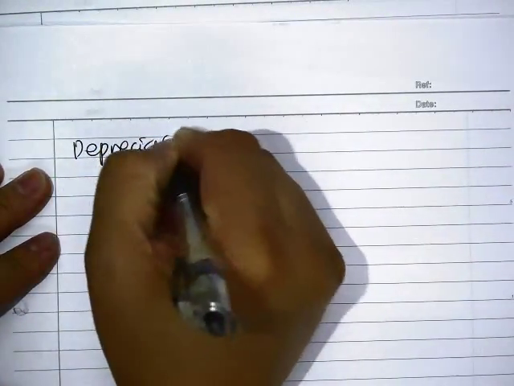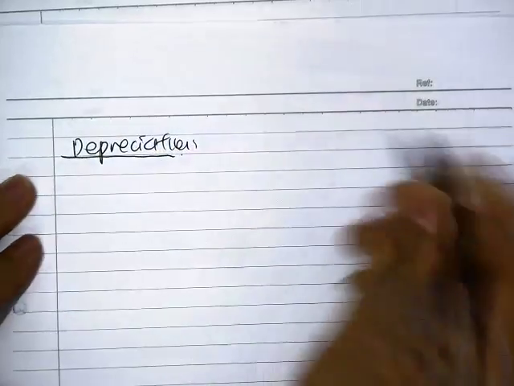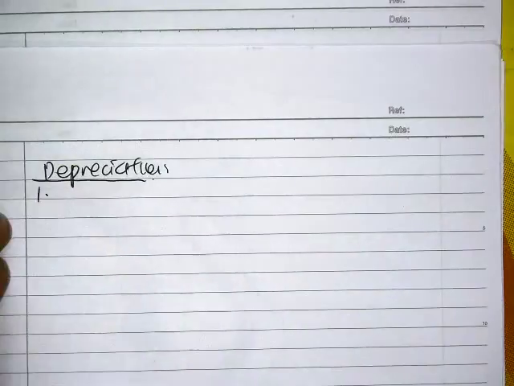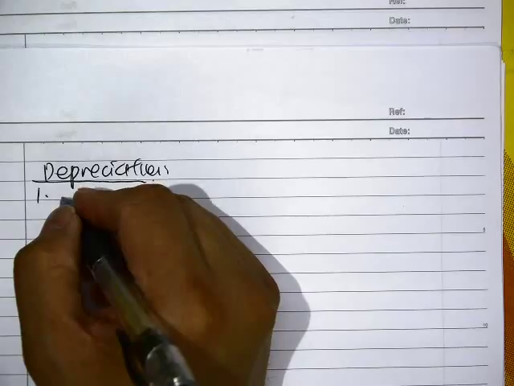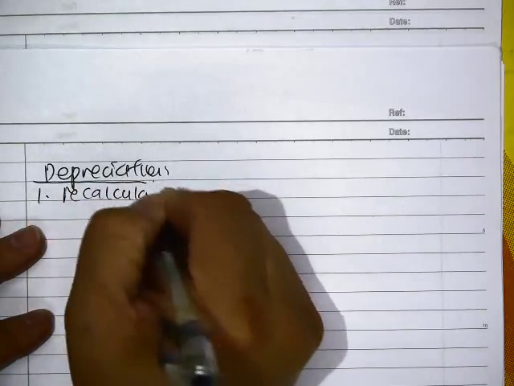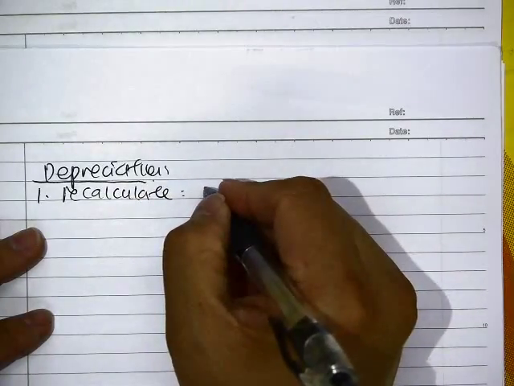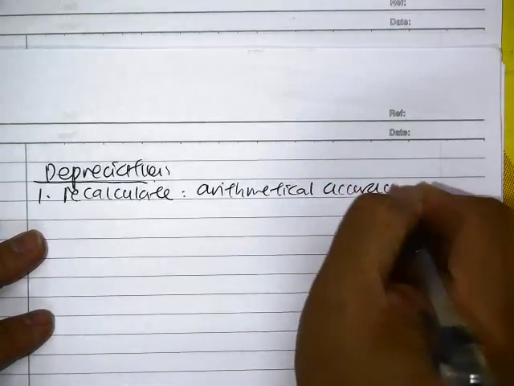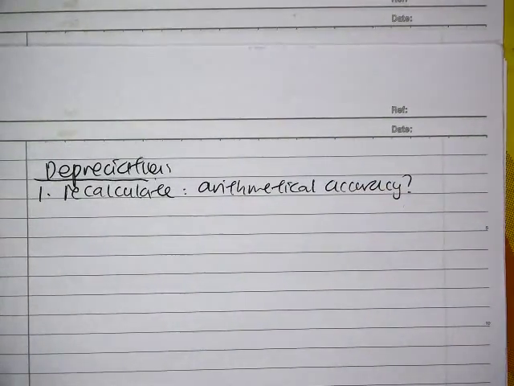depreciation. So the audit work we need to do here when it comes to depreciation, of course, one is in terms of arithmetic. You just need to recalculate to confirm the arithmetical accuracy. Okay, just calculate once more the amount that they get and the amount you get.